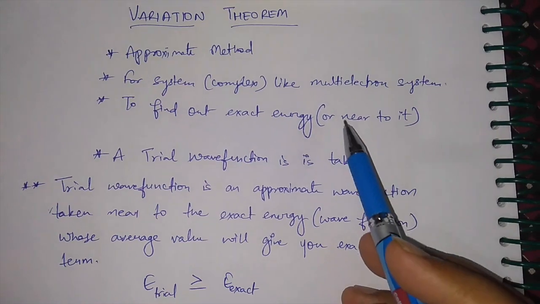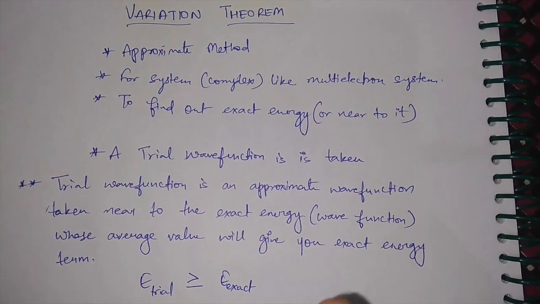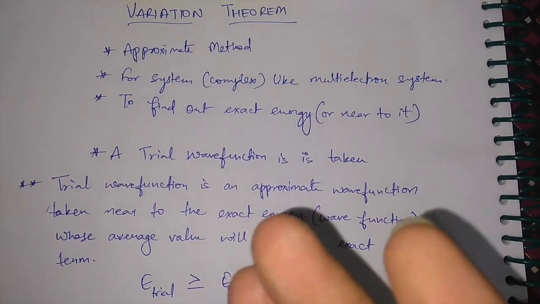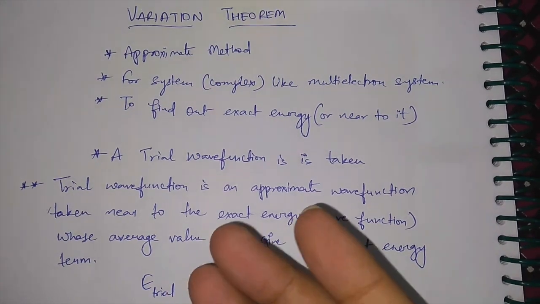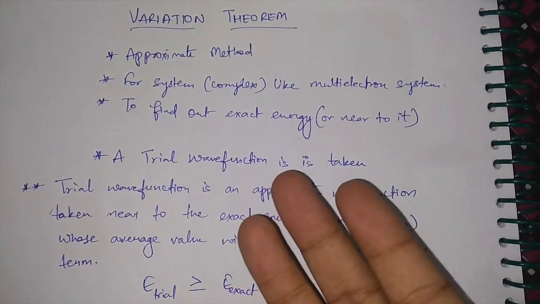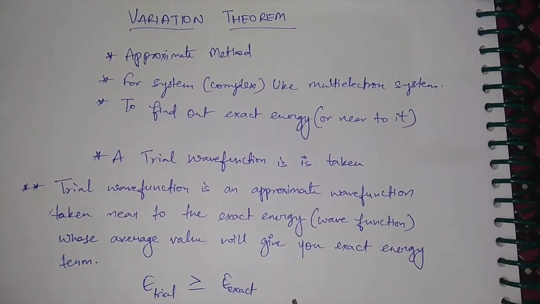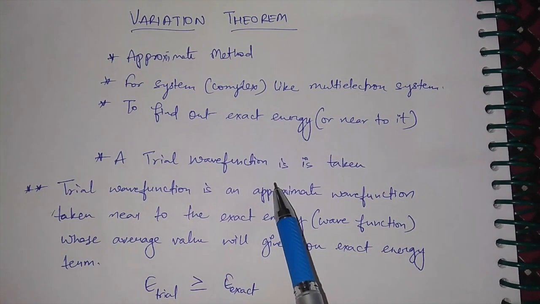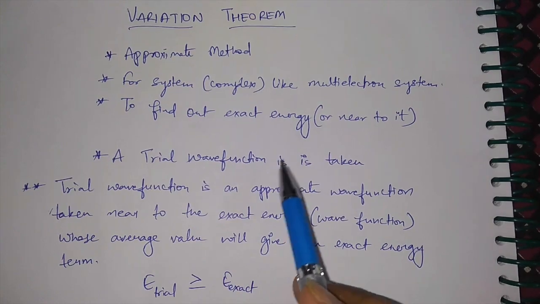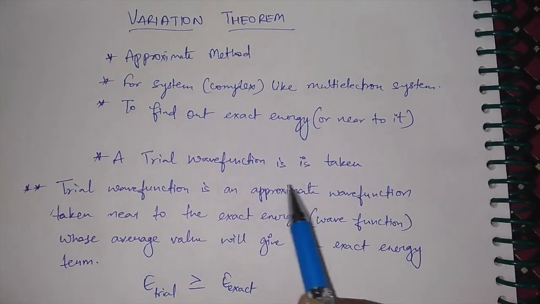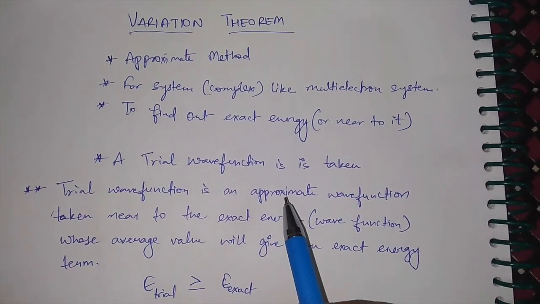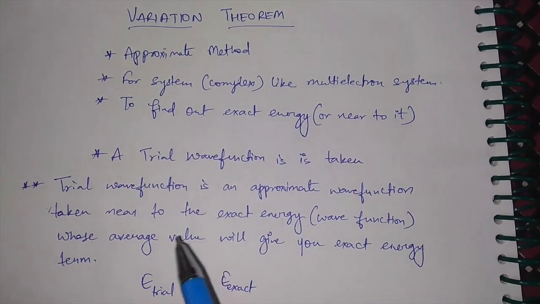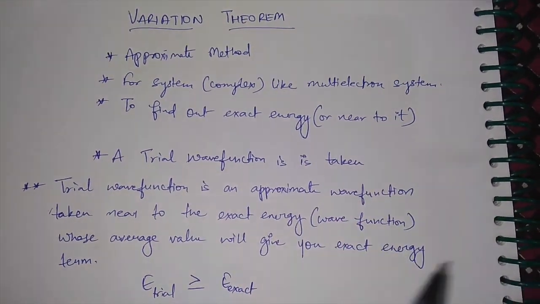So you will get an energy which is very near to your exact energy. That means an approximate value, but a very close value to the exact energy. Now for the variation theorem, generally we take a trial wave function. As the name suggests, it's a trial wave function, it's not your original wave function.